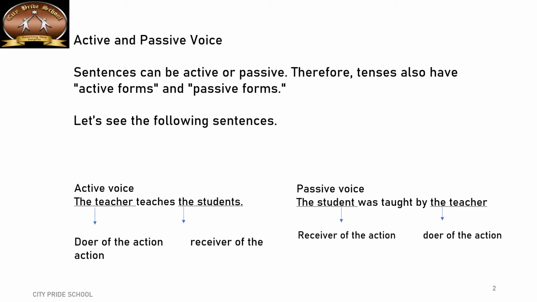Let's see an example. The teacher teaches the student. What is the sentence about? Who is the subject here? The teacher. What action is she doing? She is teaching. Teaches is the verb here. Then the student is the receiver of the action. This teaching action is being received by whom? By the student.